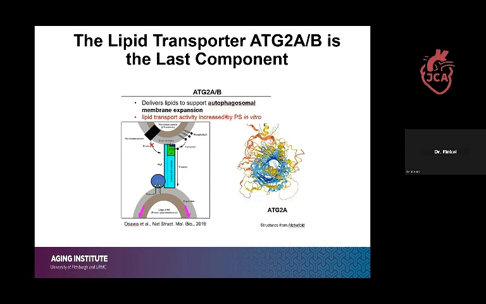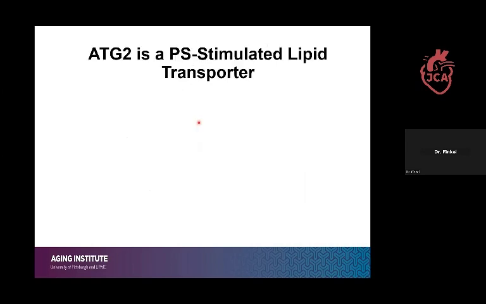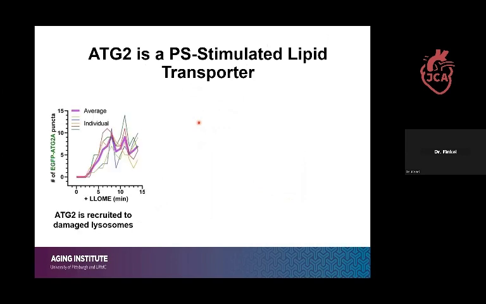And there was a hint in the literature to suggest that the activity of ATG2 was stimulated by the presence of phosphatidylserine. And so this really was a great candidate for the next step in our pathway because it had the 2 properties we were looking for. One, it allowed for high volume lipid transfer, and two, its activity was stimulated by phosphatidylserine. And so again, I won't go through all the detail, just to show you that we think that this represents the final step in this pathway.